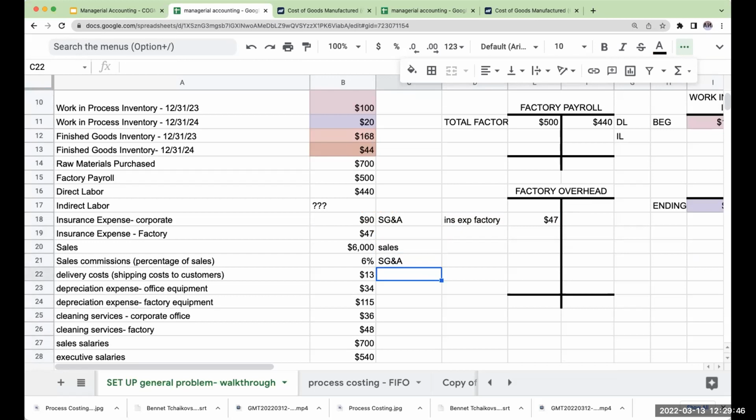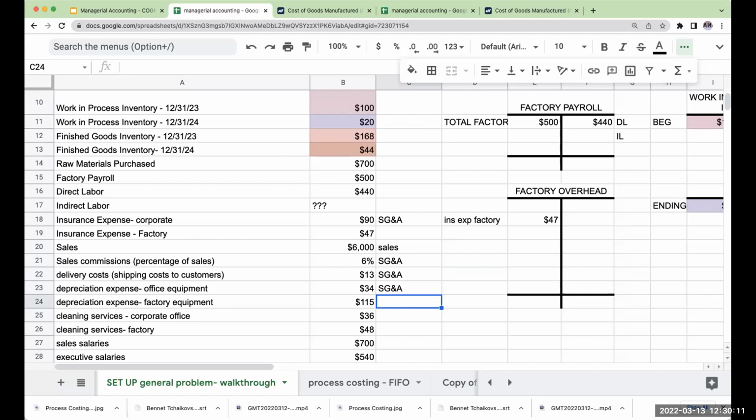Delivery cost. Now, I threw this one in there because this is a really tricky question, because you think that, oh, it's got to be a part of factory. No. It's a selling expense. If I'm shipping the inventory to my customer, it's going to be part of SG&A. It's going to be a selling expense. My depreciation expense on office equipment, that's also going to be selling, general and administrative.